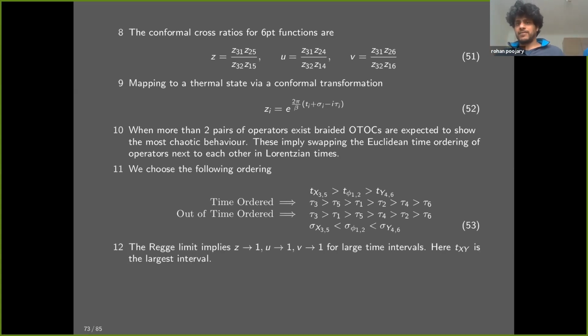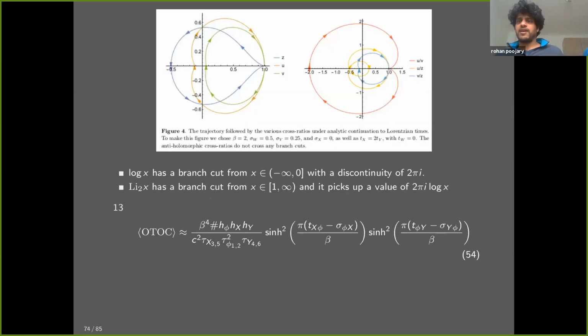And the Regge limit over here is all these cross ratios tending to 1, and you can plot these cross ratios and how they cross their branch cuts, and the final answer of the out of time ordered correlator depends upon the special functions that are involved in your conformal block. So it is necessary to know what these special functions are and where their branch cuts are.